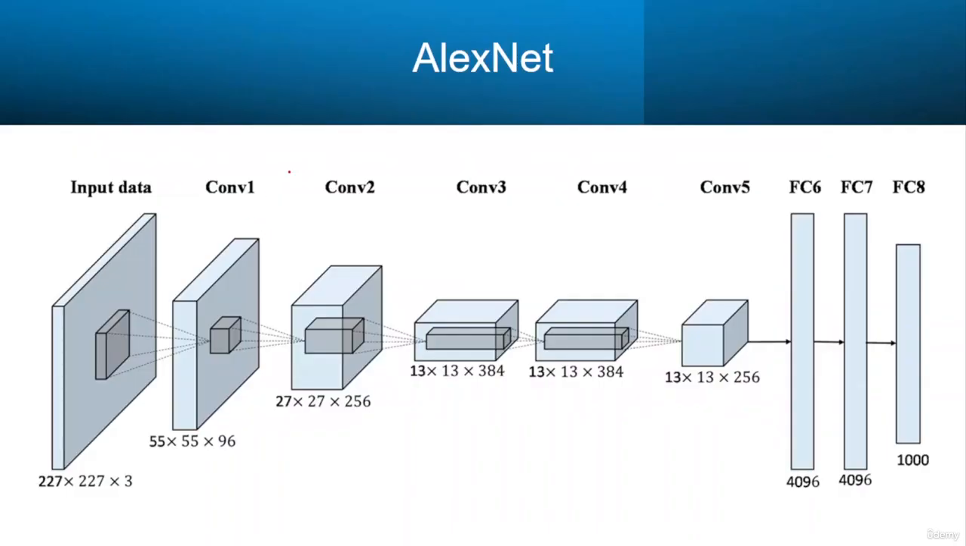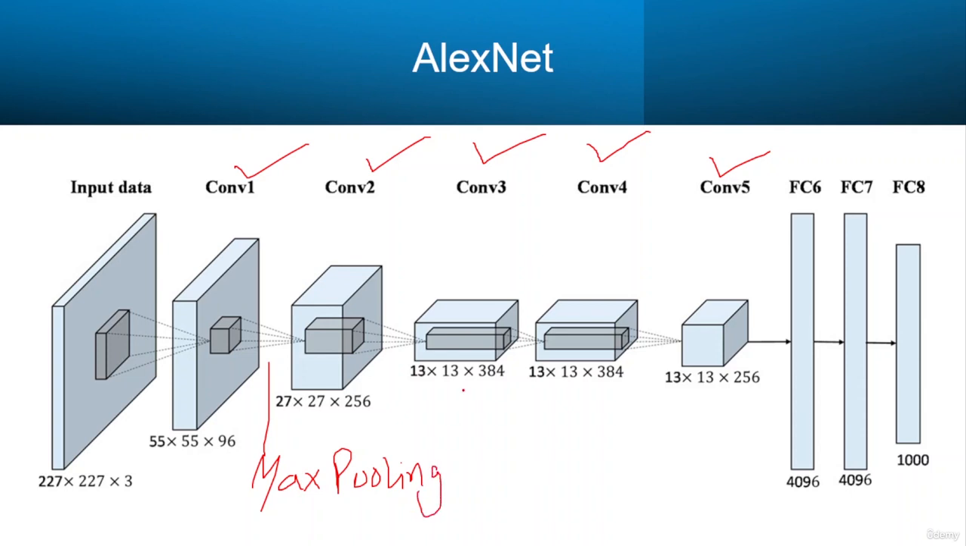Here you can see the architecture of AlexNet. There are 5 convolutional layers: convolution 1, convolution 2, convolution 3, convolution 4, and convolution 5. And in between the convolutional layers there is also max pooling. And at the end you can see the 3 fully connected layers: FC6, FC7, and FC8.